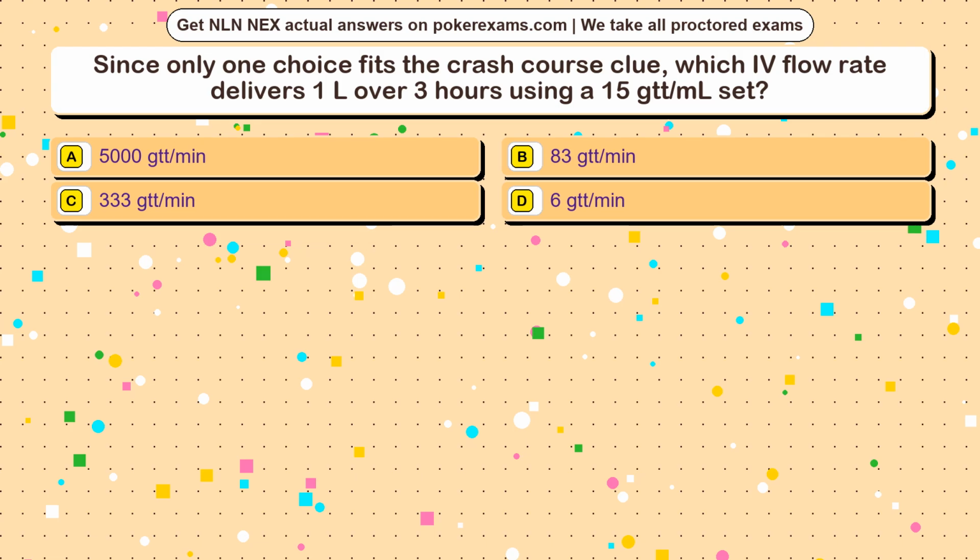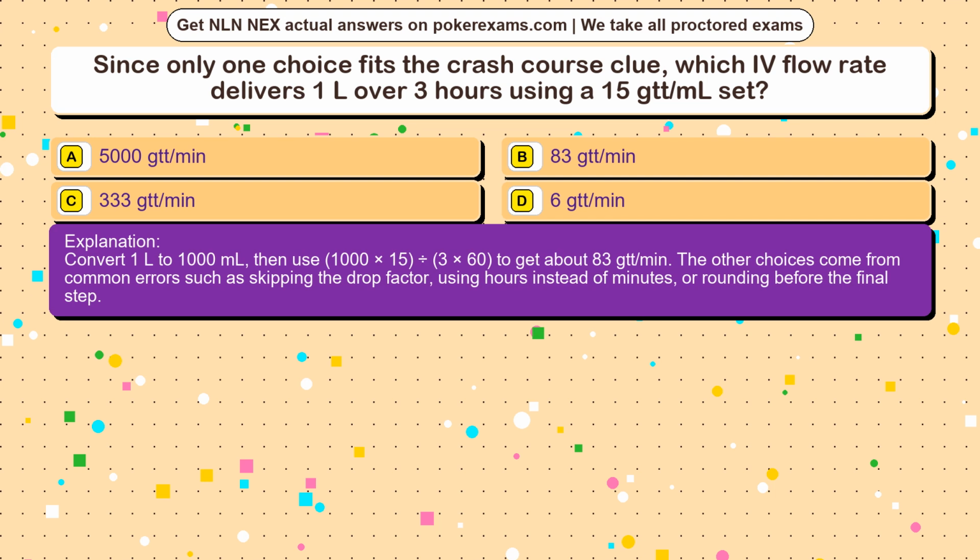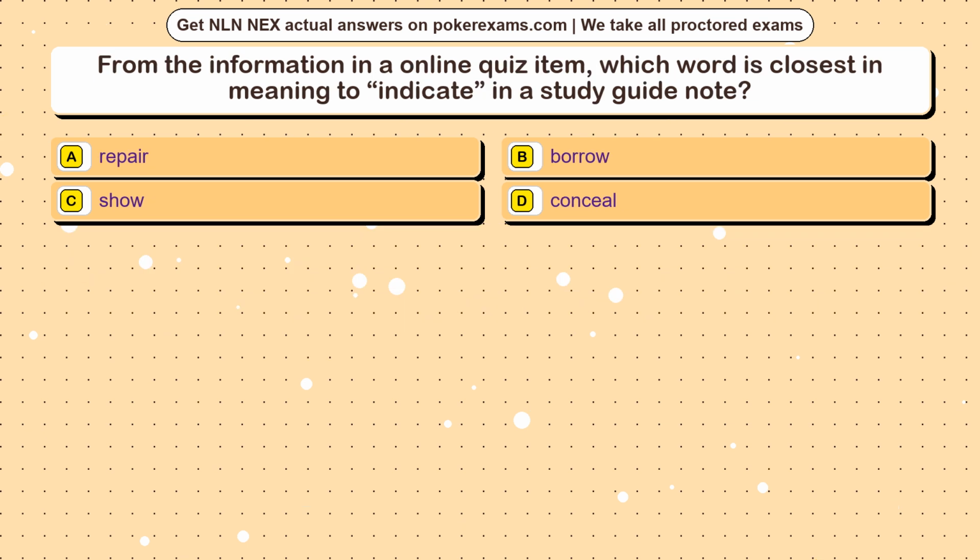The correct answer is option. Convert 1L to 1000 ml, then use 1000 times 15 divided by 3 times 60 to get about 83 GTT/min. The other choices come from common errors such as skipping the drop factor, using hours instead of minutes, or rounding before the final step.